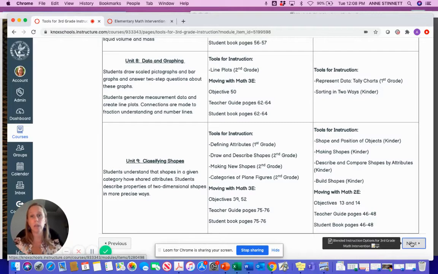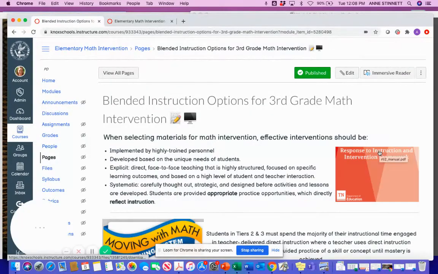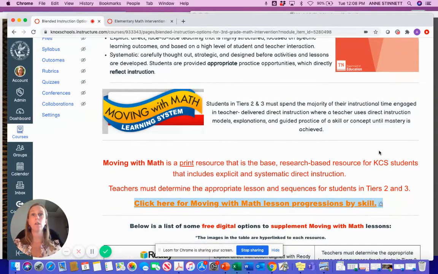And the next page gives you some options for blended instruction. So if you're looking to incorporate some digital resources or you need to add to your direct instruction, just remember the majority of the time spent in intervention has to be teacher directed.